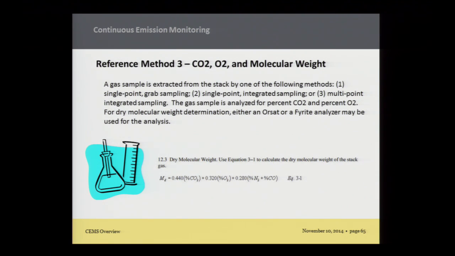One of them's like a pyrite, so it really is like you go take a hose and you run it off your sample line, and it changes the color of the material up to a certain point, gives you your oxygen concentration. Or you can go all the way to using the CEMS to measure it. So the gas sample is analyzed for percent CO2 and percent O2, and then for dry molecular weight determination, either an ORSAT or pyrite analyzer may be used for analysis. And then there's the equation for how you get the dry molecular weights based on CO2, O2, and the difference of nitrogen.